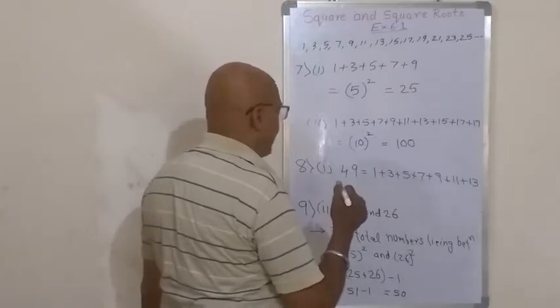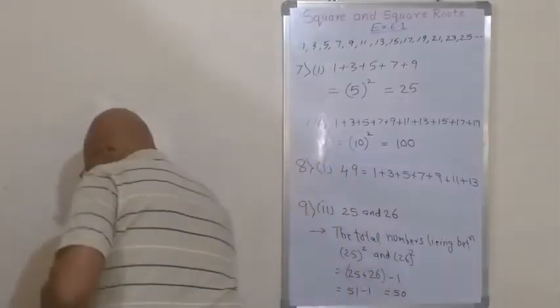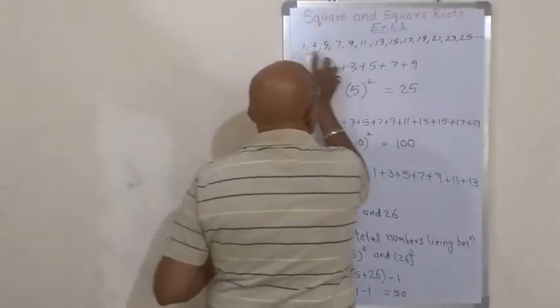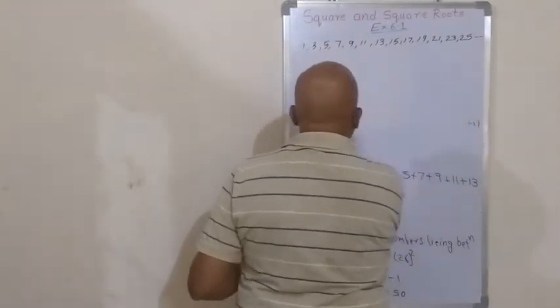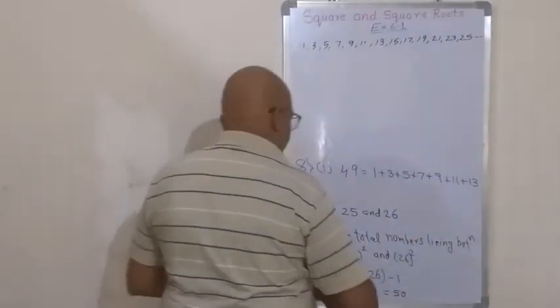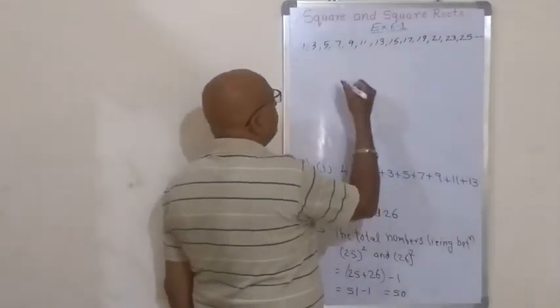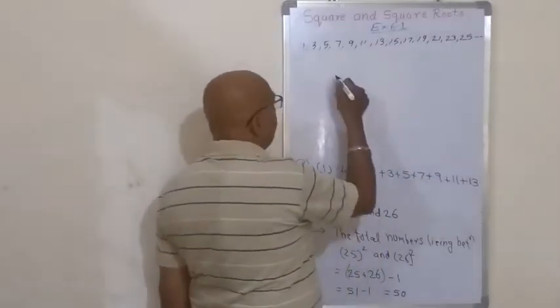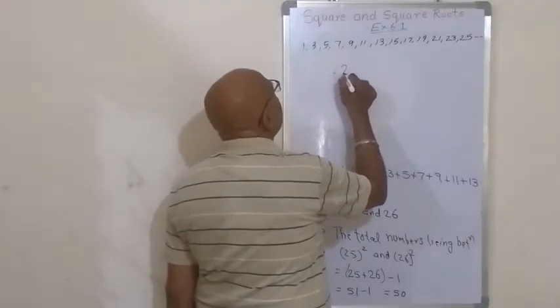Now we will tally that. For tallying, I will rub this, and here I am going to check whether it comes true or not. Now what is the square of 25? It is 625.